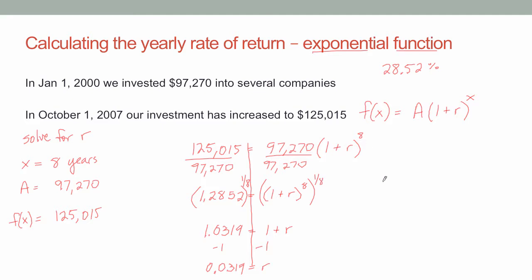And you can see that our yearly rate of growth was 3.19%. So even though I made 28.52% over 8 years, on average each year, that's a little over 3% growth, 3.19% growth. So now I have a good idea to know, is my growth a good one or not?